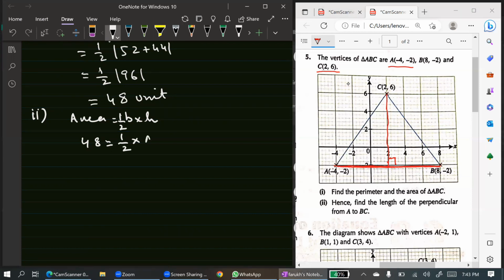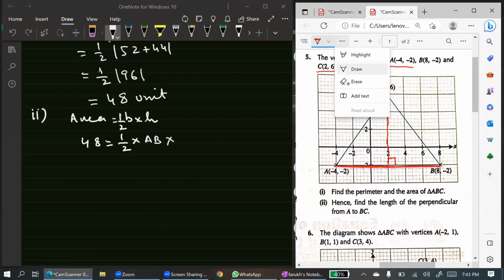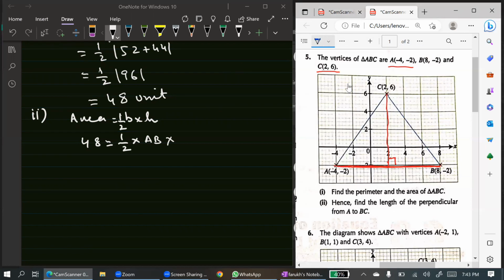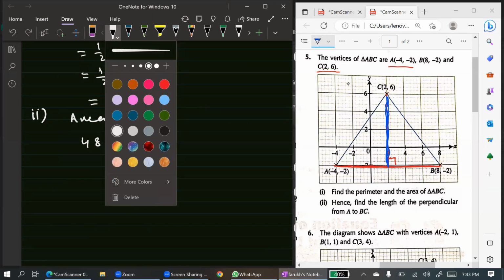AB as the base, length of AB into... We want to find out this height. This height. This is the height of the triangle, right? Yes, this is it. Into height.